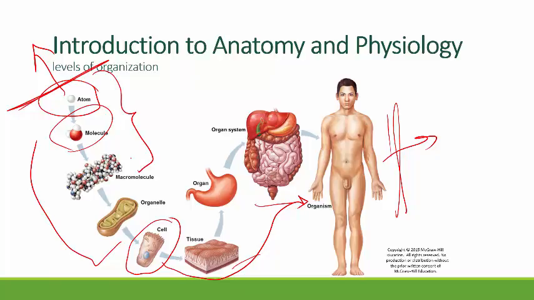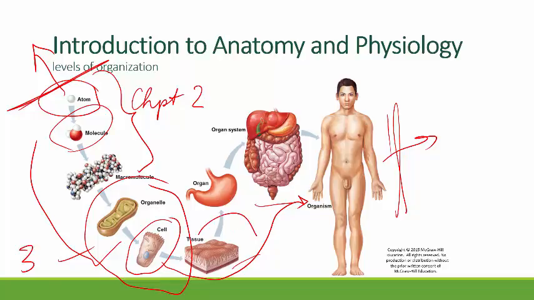These components are discussed a lot in Chapter 2. This is a chapter that we're not going to study. Then we get to these components in Chapter 3. This is Chapter 4. And then we're going to start looking at organs and organ systems as we move on into further chapters. So that's kind of giving an overview of both how the body is organized and how the course is organized as well.